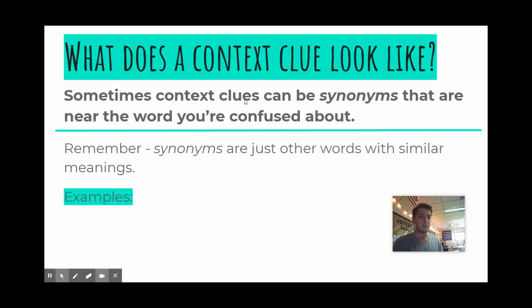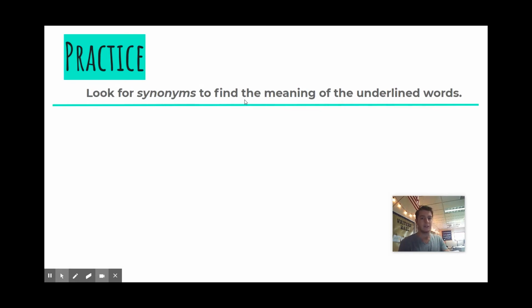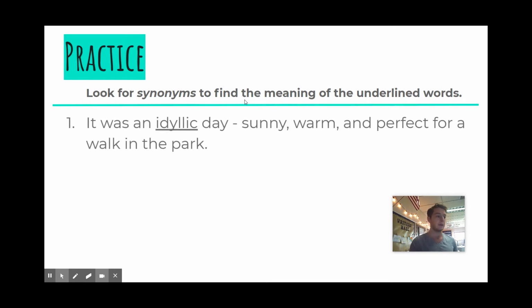So I have a few examples of what a synonym is in case you forgot. Synonyms for bad would be awful, terrible, horrible. For good, it could be fine, excellent, or great. And then cold could be chilly, freezing, or frosting. So just words that are similar in meaning to that first word there. That's what a synonym is. Okay, so looking for synonyms around that word, that's our first strategy for using context clues to find the meaning of a word. We're going to practice this by trying to find the meaning of the underlined words in these examples here. First example, it was an idyllic day, sunny, warm, and perfect for a walk in the park.